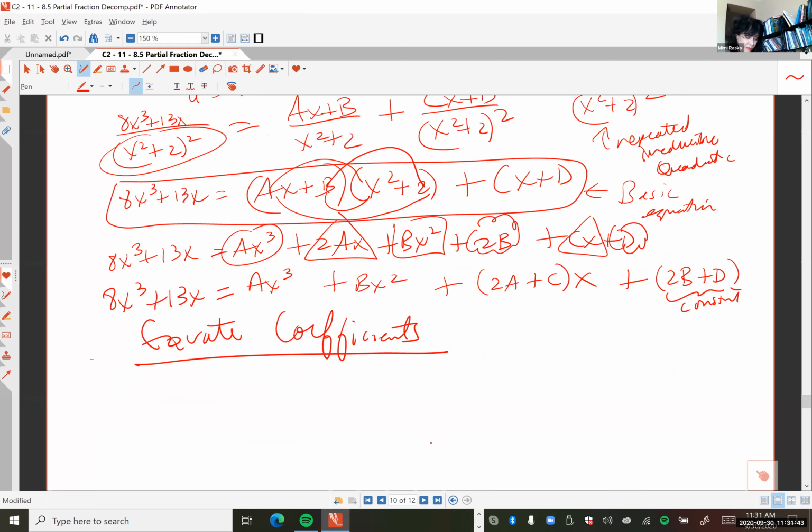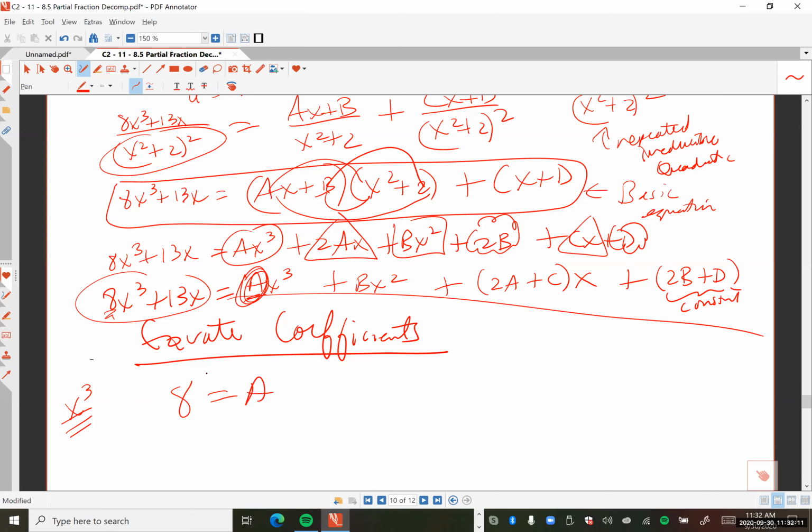Okay. So the left-hand side polynomial had better be equal to the right-hand side polynomial. We need that to be true. So let's equate x cubed coefficients together. The coefficient of the x cubed term on the left is 8. The coefficient of the right-hand side x cubed term is what? A. Boom, we're done. We just got the A. 1 down and 3 to go because we still have to get B, C, and D. Let's keep going.